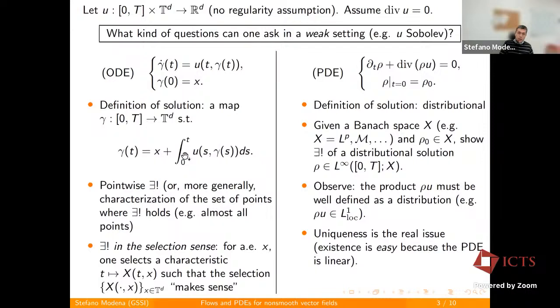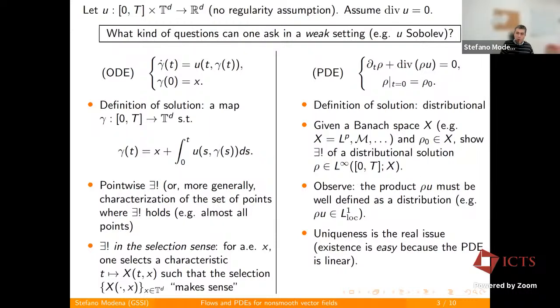Okay. So far, so good. So for the ODE, we have these two questions, the pointwise existence and uniqueness, and the existence and uniqueness in the selection sense. These are two different questions. For the PDE, we have somehow the classical existence and uniqueness question in some Banach space.